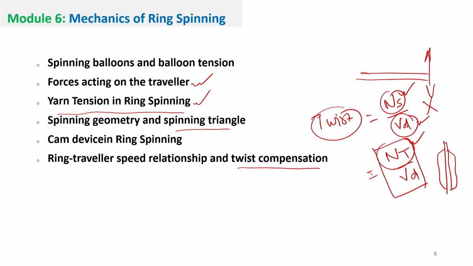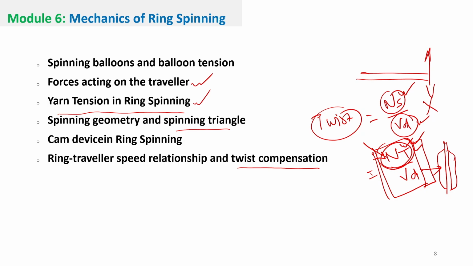But we will see the Nt, that is traveler speed, changes, and it is dependent on the diameter of bobbin. As always you will see that in ring spinning the diameter changes, within the traverse, even during the building of the package. So, Nt always changes. That is how the actual twist in the bobbin is always changing.